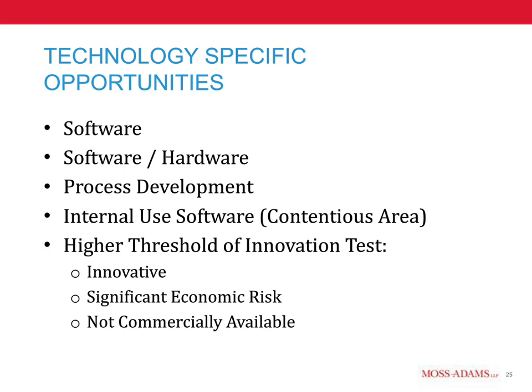The first one is it needs to be innovative, so the software is unique or novel. The second one is significant economic risk. This is not clearly defined, but significant dollars need to be at risk, and it relates to the specific company. So what is significant economic risk for one company might be completely different for another. And then the big one, not commercially available, so it cannot be purchased, leased, or licensed outside.